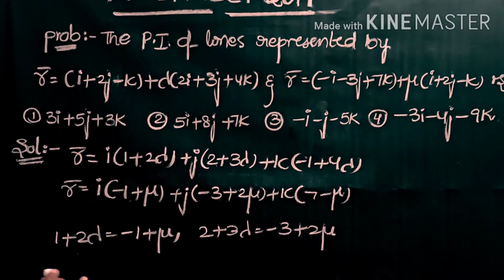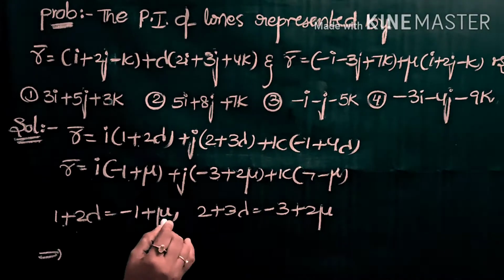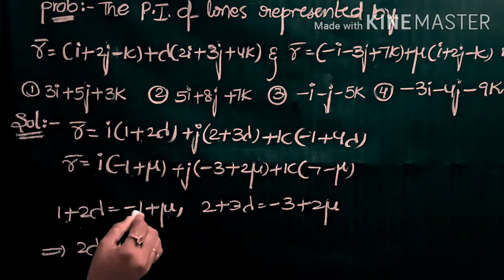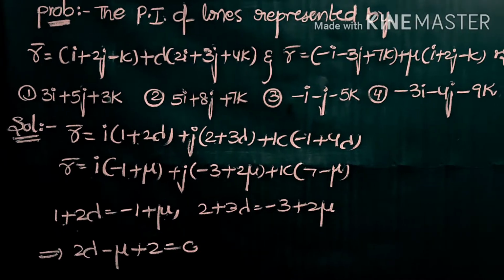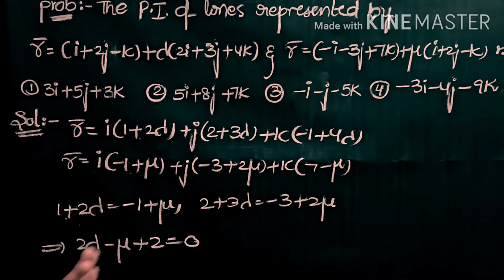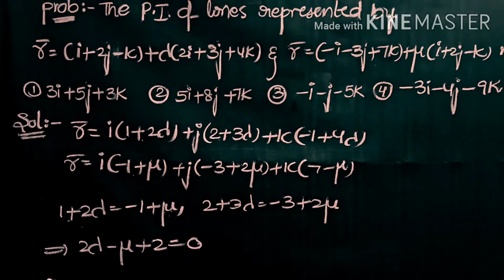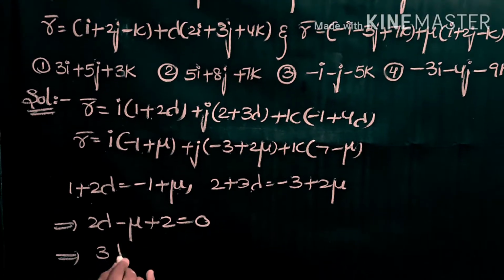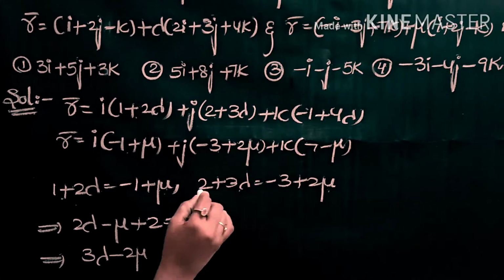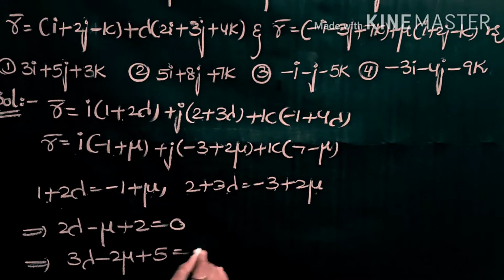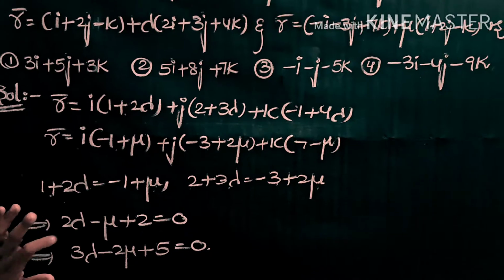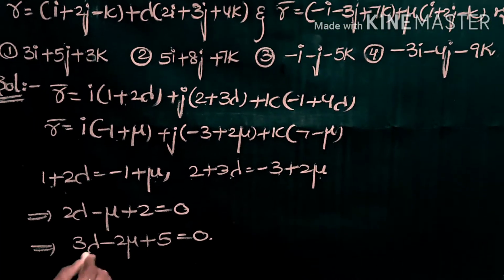Now from this first equation, we can convert this as 2 lambda minus mu plus 1 plus 1 plus 2 equal to 0. This is the first equation. Just we are taking this equation like that, converting all the terms to one side. Now coming to the second equation, 3 lambda, this plus 2 mu, which is changed as minus 2 mu, plus 2 plus 3 plus 5 is equals to 0. Now by using these two equations, we can take any one of the values, either lambda or mu. Now I am finding the value of lambda only.